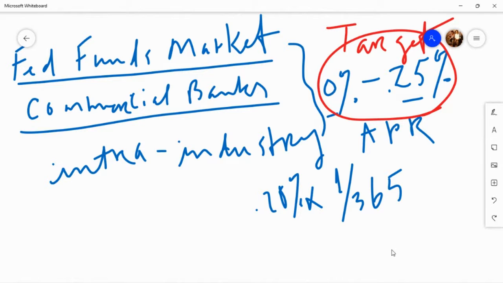So although the Federal Reserve sets the target rate, it doesn't mean that the banks abide by it. It's not like the king issuing an edict, right? Let the rate be 0.25 from tomorrow. No, it's not like that. What the Federal Reserve does is they set the target rate internally for the Federal Reserve's policy purpose.